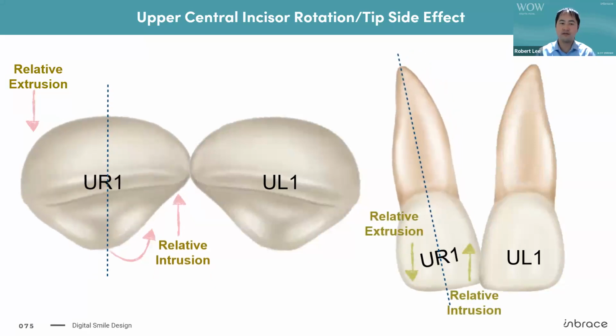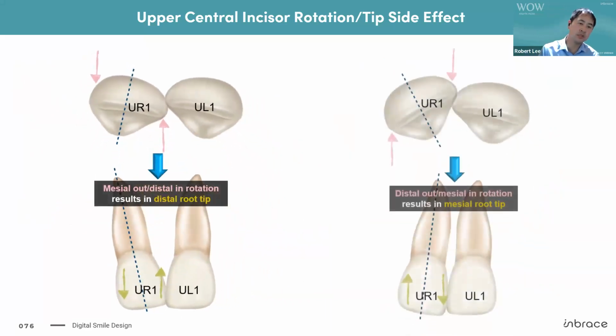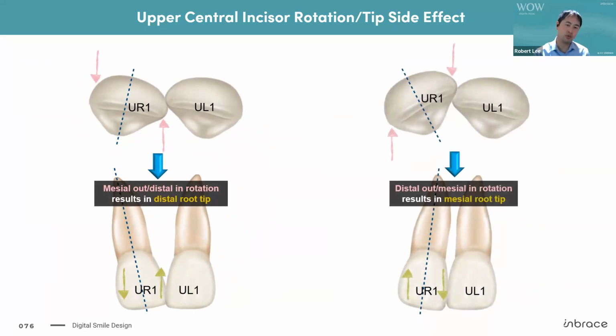And the net effect of that is a root tip. So you can always work that out in your head. It's a fairly logical progression, or you just remember mesial out, distal in rotation results in distal root tip, distal out, mesial in rotation results in mesial root tip. A lot of people remember it with the "in". So distal in rotation, distal root tip side effect, mesial in rotation, mesial root tip side effects.